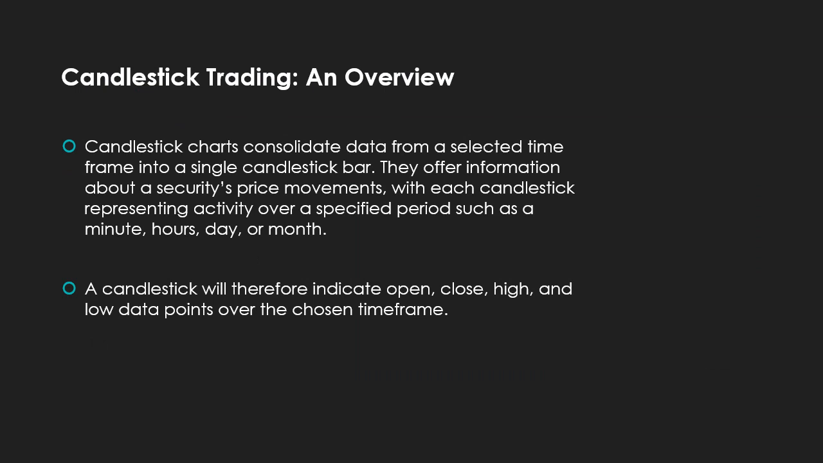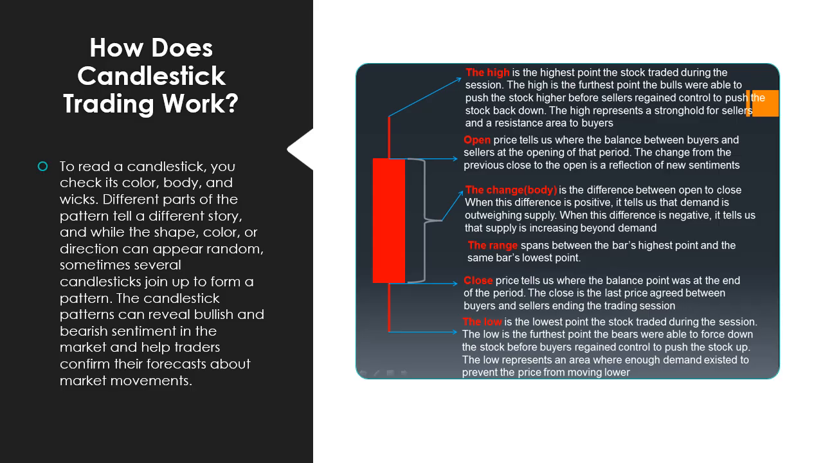Candlestick charts consolidate data from a selected time frame into a single candlestick bar. In other words, they take the open, the high, the low, and the close and combine them into one bar, one easy shaped candle that shows that whole time frame. And you can also see if it was a bearish time frame or a bullish time frame. But it's looking at the candlestick as a price and the movement of price that's important to us.